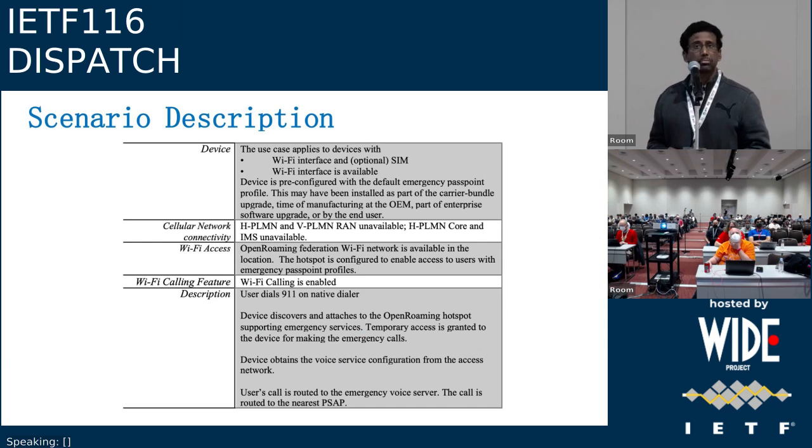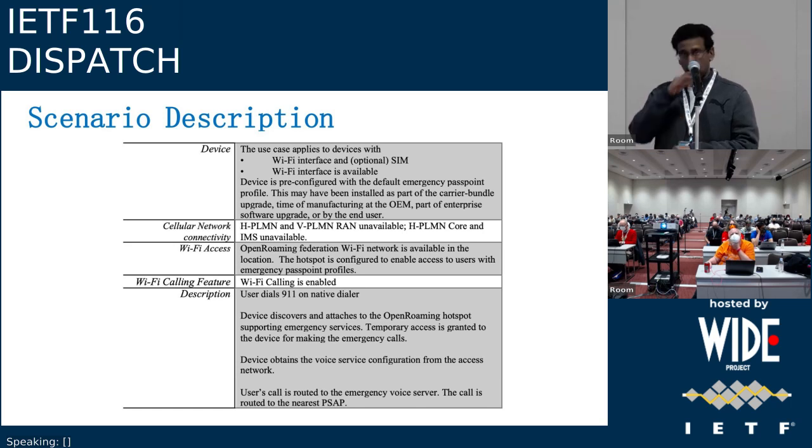So the scenario description is, again, I take my phone, there's no public network available, and I need to make an emergency 911 call. Now I'm touching the solution elements. If there's an emergency Passpoint profile on my device, intended for connecting to a network for making an emergency 911 call, and the access network is an OpenRoaming hotspot that supports emergency 911 calls, it will allow me to latch onto that network. Then, as an endpoint, I'll be able to obtain the emergency SIP configuration, the IMS service configuration, and finally make the call.